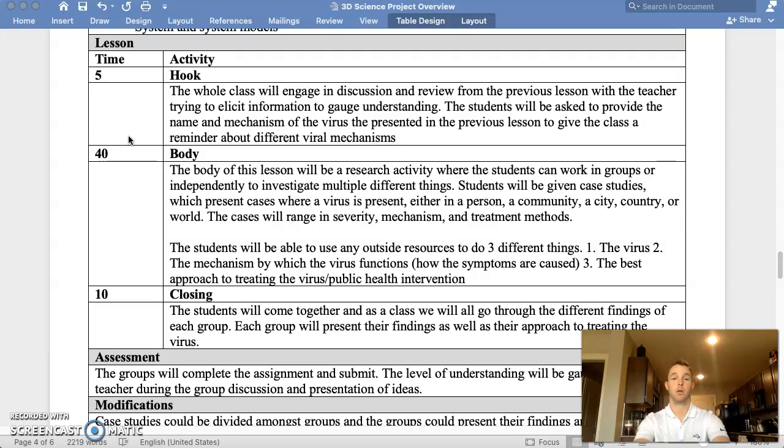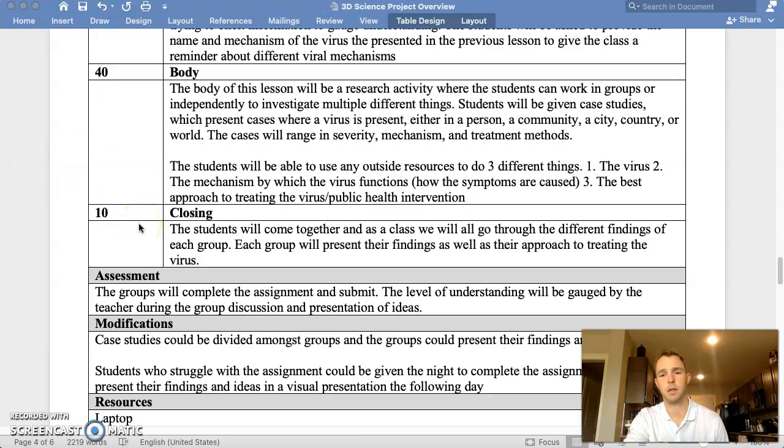And the students will use any of the outside resources that they can find to do 3 different things. 1, identify the virus. 2, identify the mechanisms by which the virus functions. And then 3, identify the best approach to treating the virus individually, and then what the best public health intervention would be. And then closing, the students will all come together as a class and we'll go through the different findings from each group, and each group will present what they found for treating the virus.